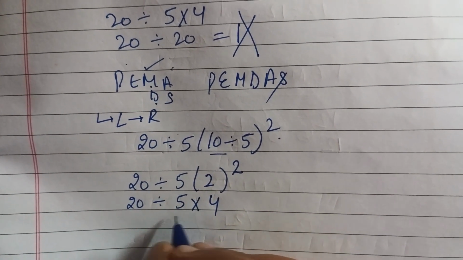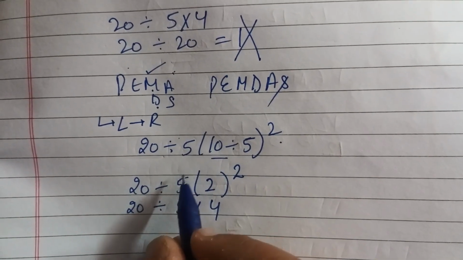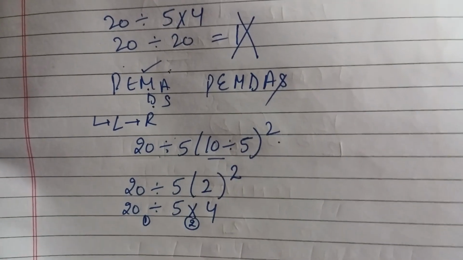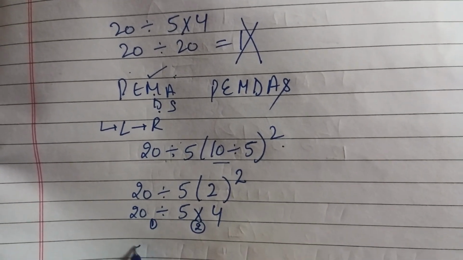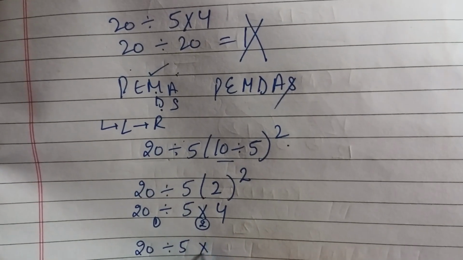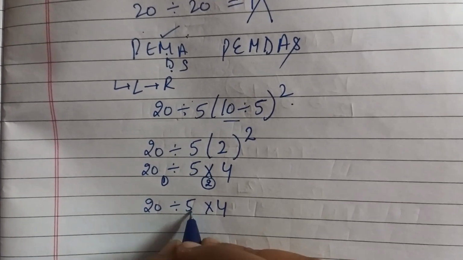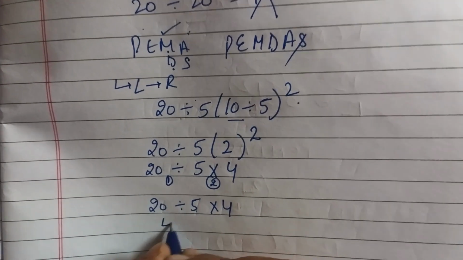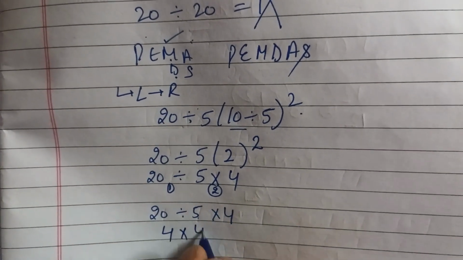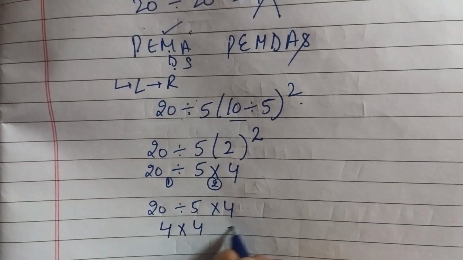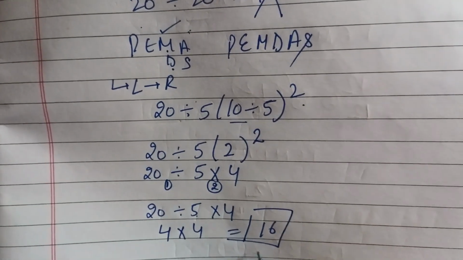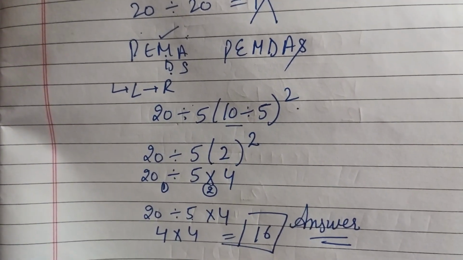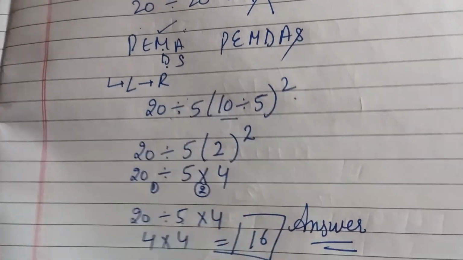So what we have to do according to PEMDAS, we have to solve them from left to right. So we'll solve this first and this at the second place. So it will become 20 divided by 5 multiply 4. Now 20 divided by 5 is 4, times 4, which means 4 times 4 is 16. So 16 is our correct answer. Right? Always follow the rule of PEMDAS to solve these types of questions.